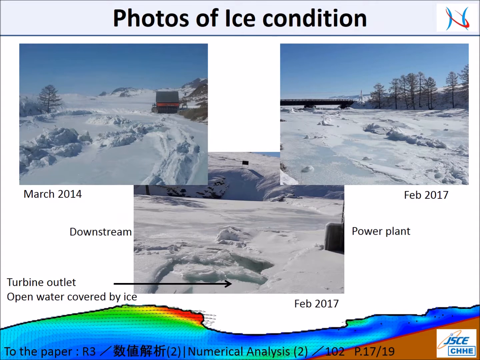This photo shows the ice condition in the hydropower plant taken in 2014 and 2017, and the photo below shows the ice cover, where the open water was covered by ice again at the lower level as explained in the previous slide.